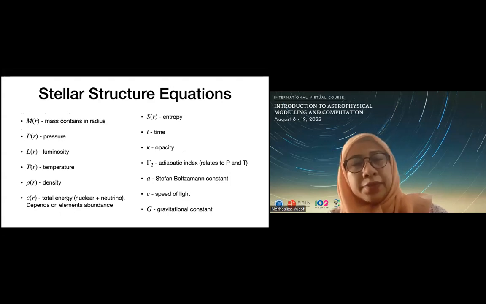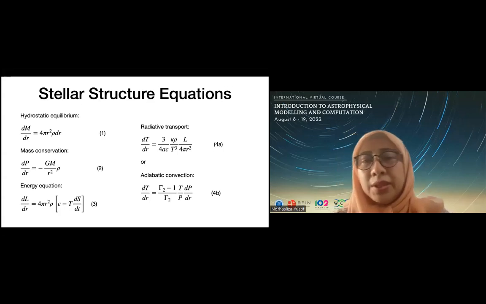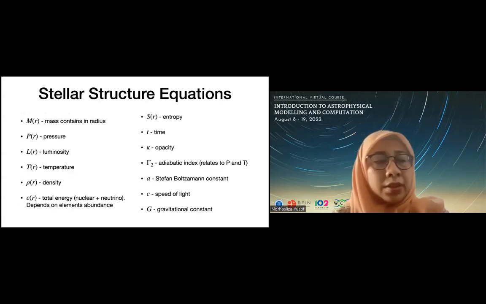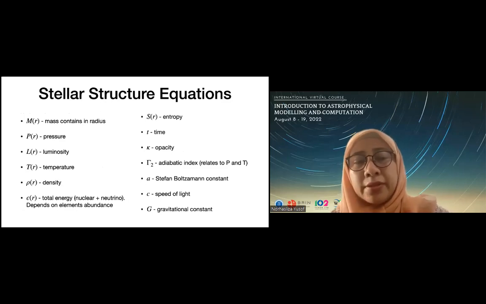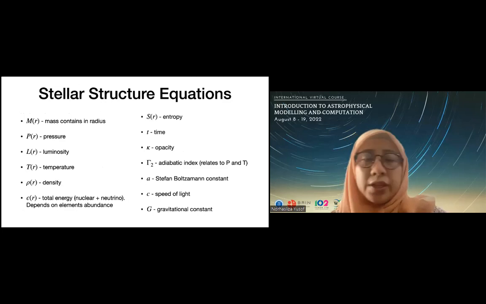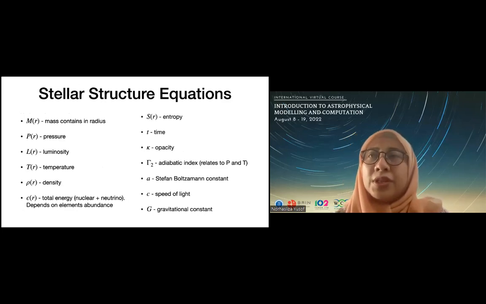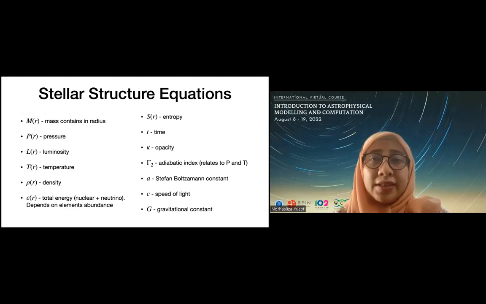Right. So I will explain what all those variables and parameters mean in the stellar structure equations. First is the mass. The bracket means that the mass depends on the radius. P is your pressure. L is the luminosity, or the brightness. T is temperature. When we calculate stellar evolution, we have two temperatures: one at the center and one at the surface. Usually the center we call TC, the central temperature, and at the surface we call it the effective temperature. It depends on how we define it later on.